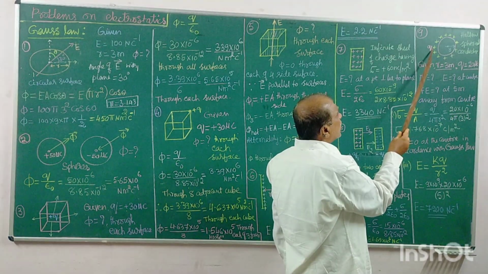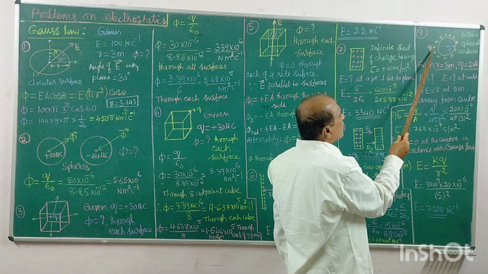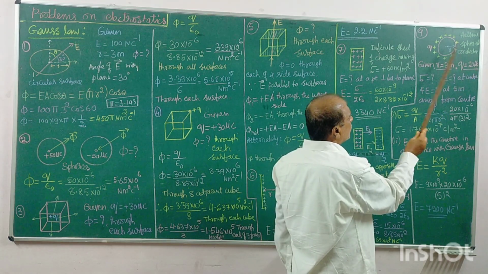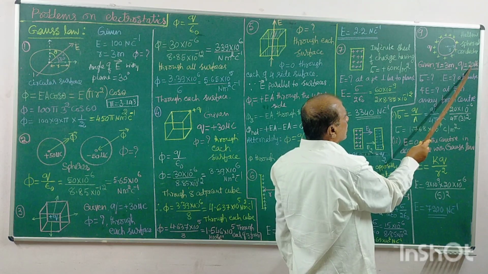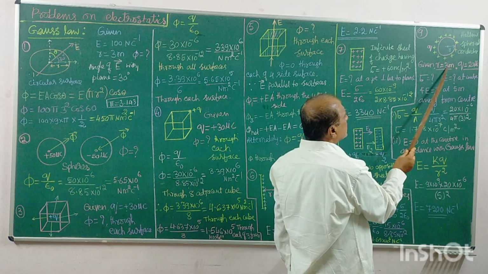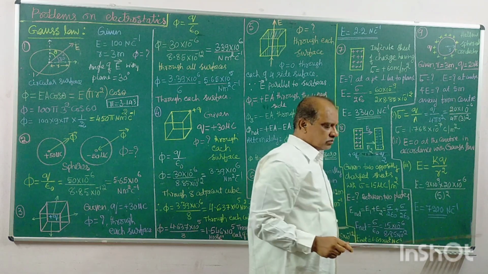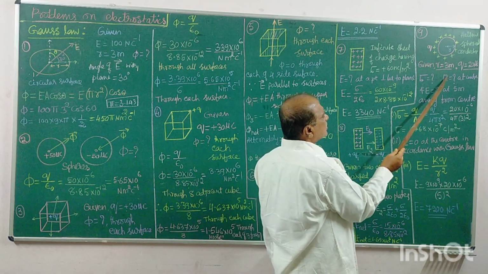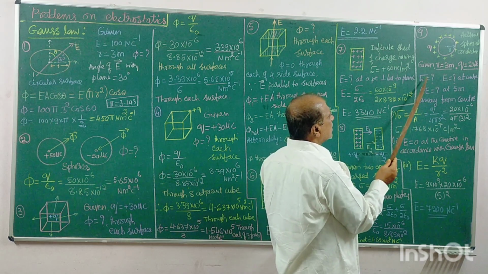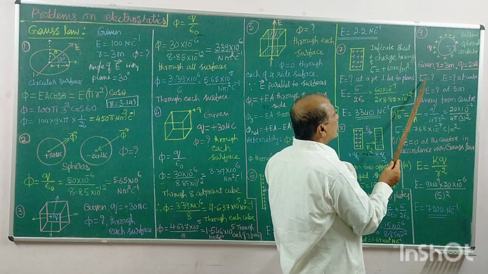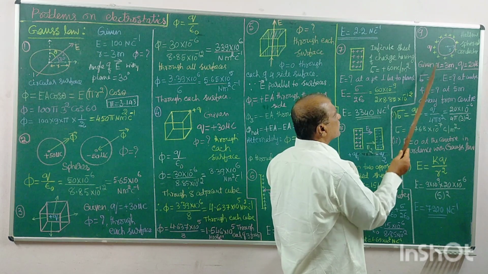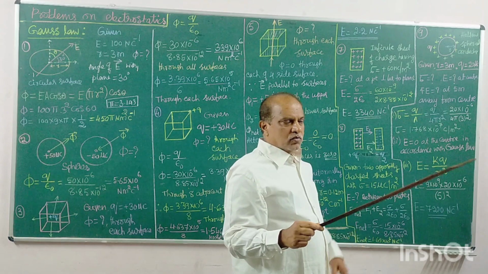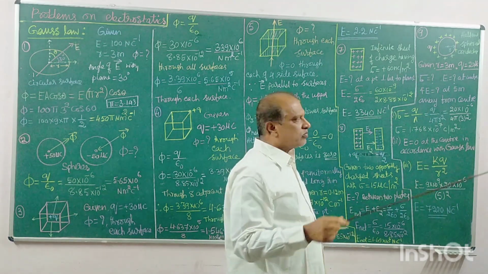The total amount of charge distributed on the surface is given in the problem. Q is equal to plus 20 microcoulomb, and the radius of the sphere is mentioned as 3 meter. You have to calculate sigma, the surface charge density. This surface is a 3-dimensional surface, a spherical surface. What is the surface charge density?